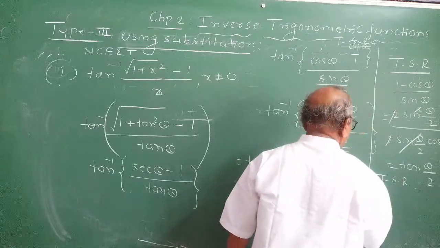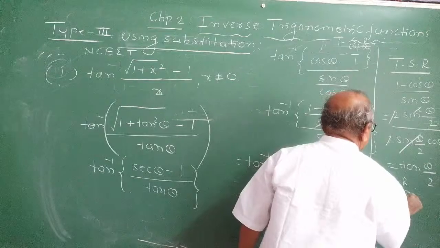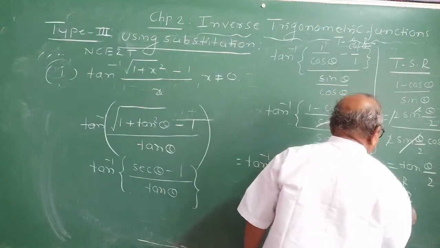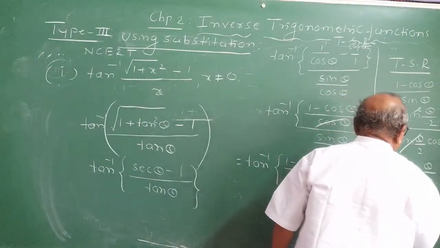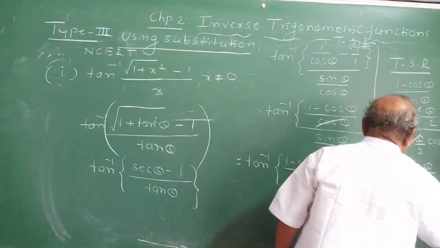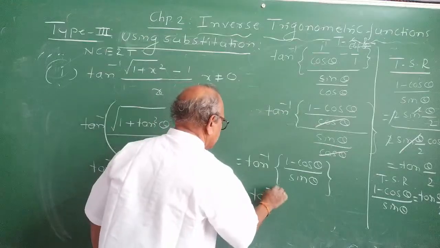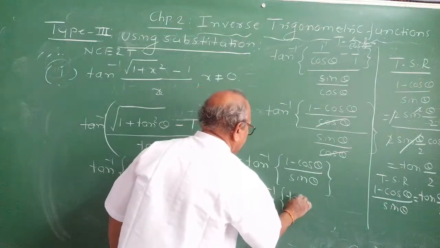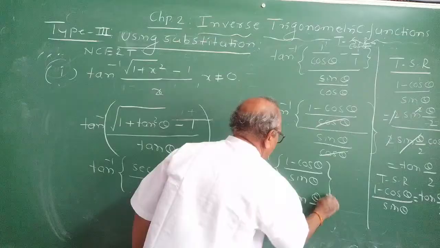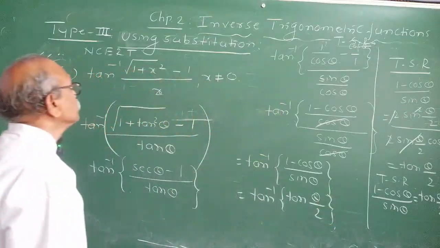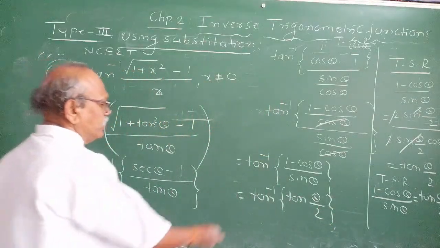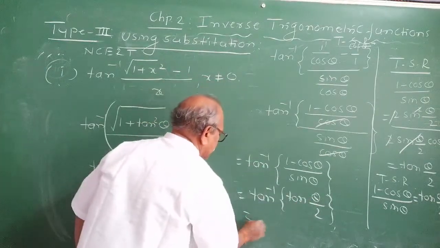Note it down. Whenever you come across 1 minus cos theta upon sin theta directly in a competitive exam, you can put it as tan theta by 2. That is tan inverse, you can write down tan theta by 2. Are you getting me? What is tan inverse of tan theta? It is theta by 2.